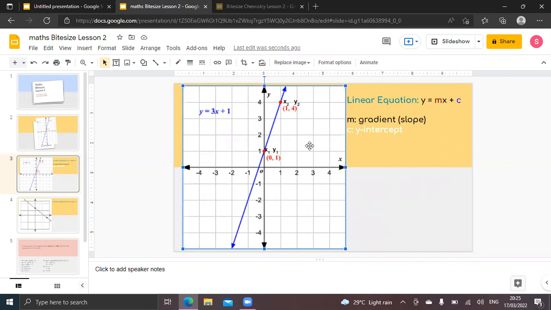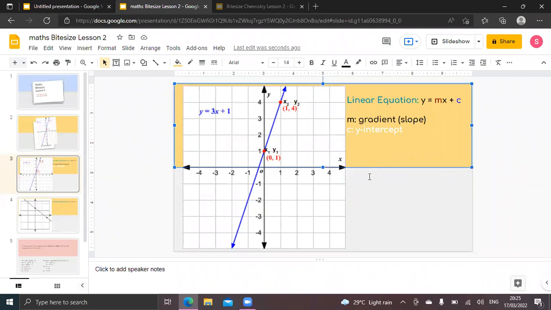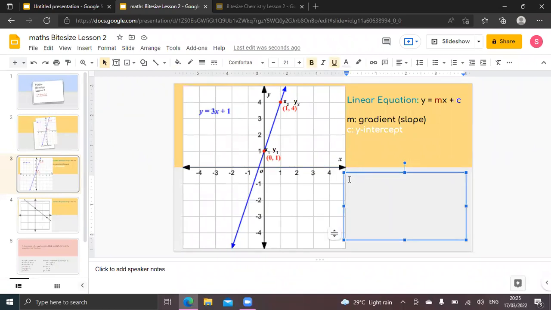We are giving a label here saying that this is the first point, this is the second point. The x coordinate for the first point is x1. The y coordinate for the first point is y1. The x coordinate for the second point is x2. And the y coordinate for the second point is y2. Why? Because it would be easier for you to work out your gradient. So we have a formula for your gradient. Let's check it out. What is the formula?